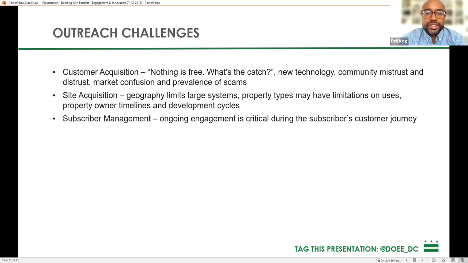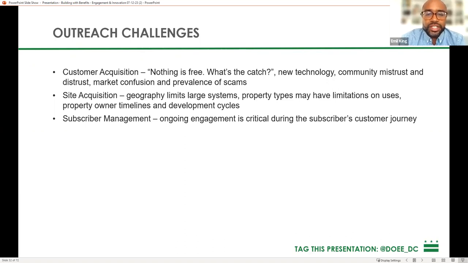So as far as customer acquisition, nothing is free. What's the catch? You're with the government. What do you need? What do you want? Why are you here? Solar is still considered a new technology for many people. A lot of people don't understand it. There's a ton of community mistrust and distrust regarding the government and anyone offering free things for you. And then there's also market confusion and the prevalence of scams, particularly for some of our older residents who are receiving offers to install free solar panels, which is exactly what we do as well. So there's a lot of work that goes into differentiating our products versus others that may not be so good for homes.